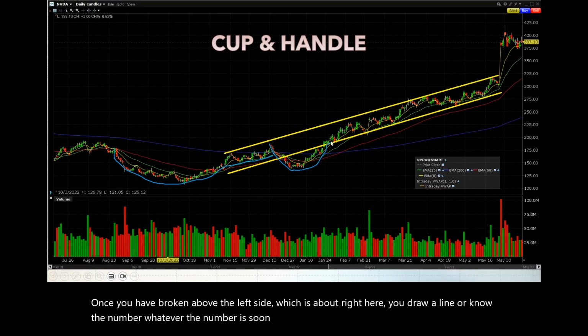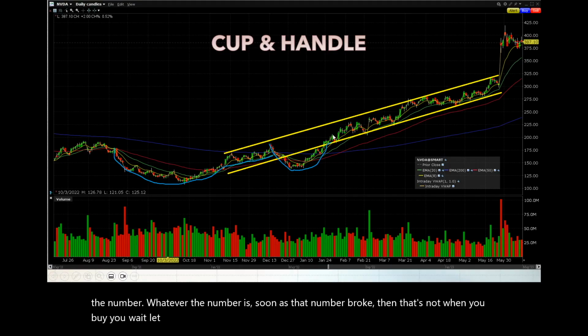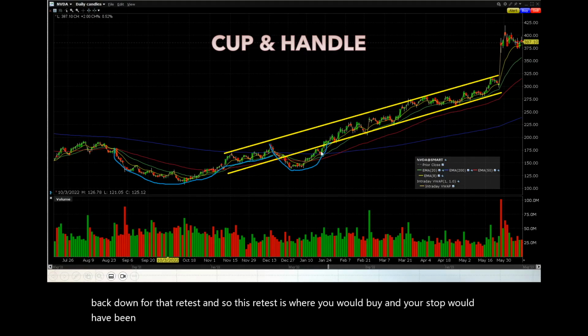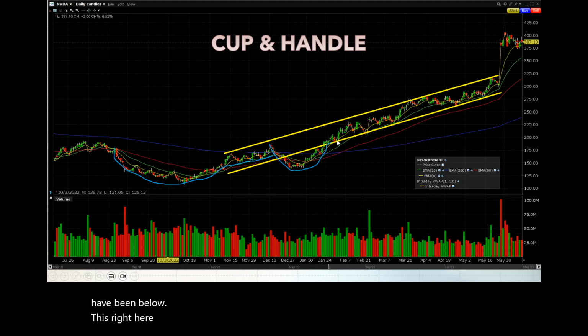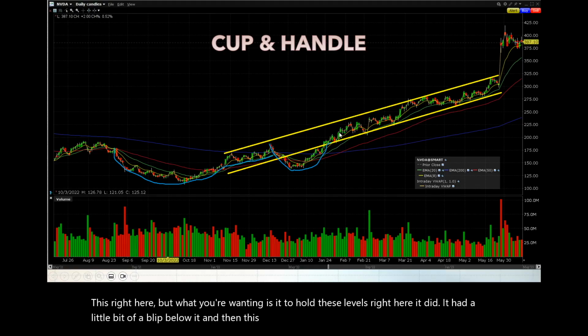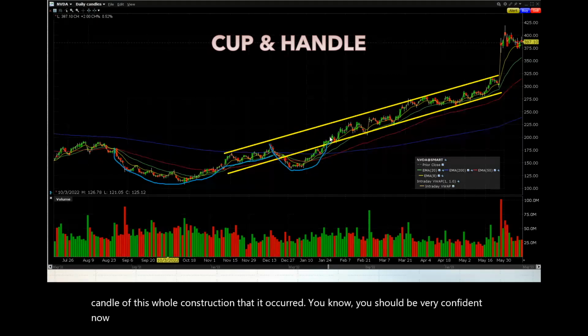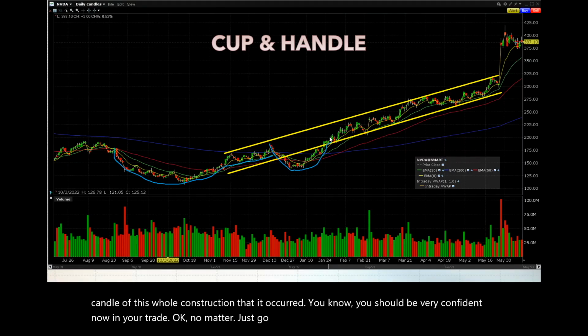As soon as that number breaks, that's not when you buy. You wait and let it break out. Most of the time, it'll come back down for that retest. This retest is where you would buy, and your stop would have been below this right here. What you want is for it to hold these levels. It did. It had a little bit of a blip below it, and then this candle shot straight back up as an engulfing candle of this whole construction. You should be very confident now in your trade. Just go ahead and commit to the trade at that point.